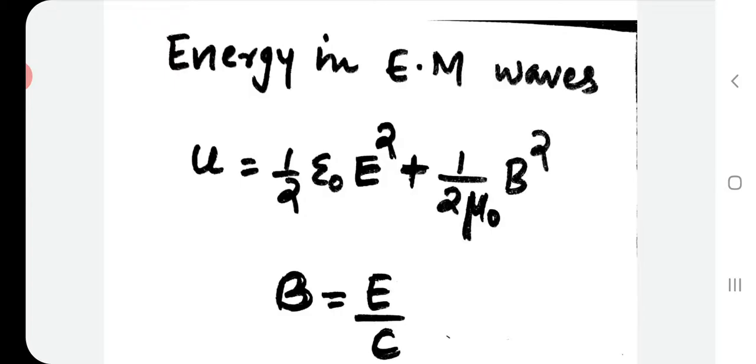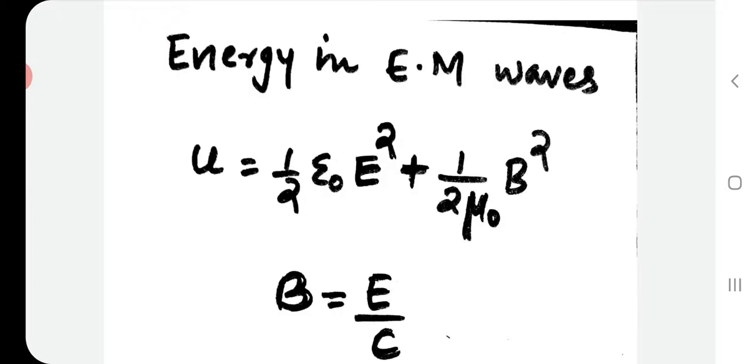So energy stored per unit volume in electromagnetic waves or the electromagnetic field is given by the sum of the electric and the magnetic field energy densities. So that is equal to half epsilon 0 E square plus 1 by 2 mu 0 B square.